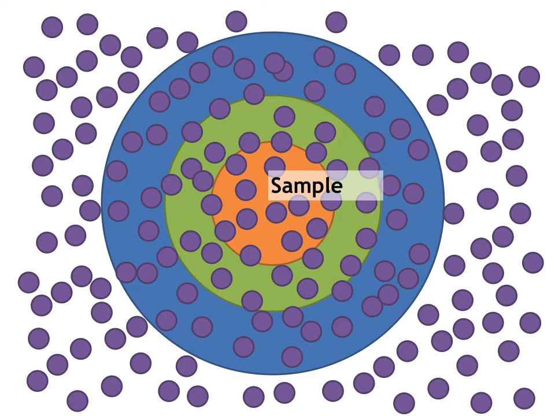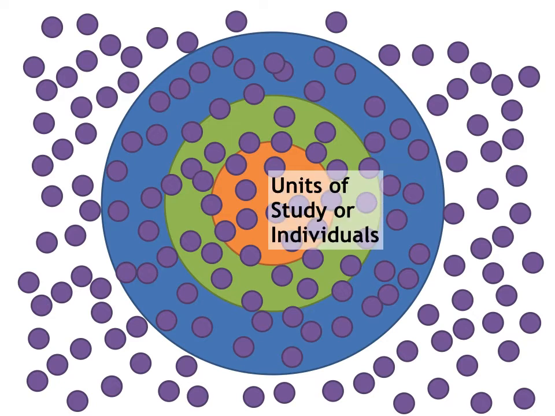Then, within that target population, I'm going to choose a sample of the research population. In my example, there's no way I'm going to collect data on 20,000 third graders in Clark County School District. So I'm going to choose a representative sample of those students. And always keeping in mind whether my unit of study is a group or individuals. In this case, all these purple dots represent individuals.